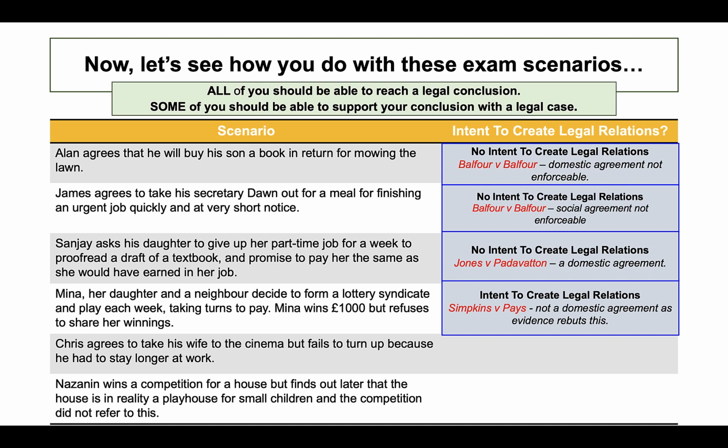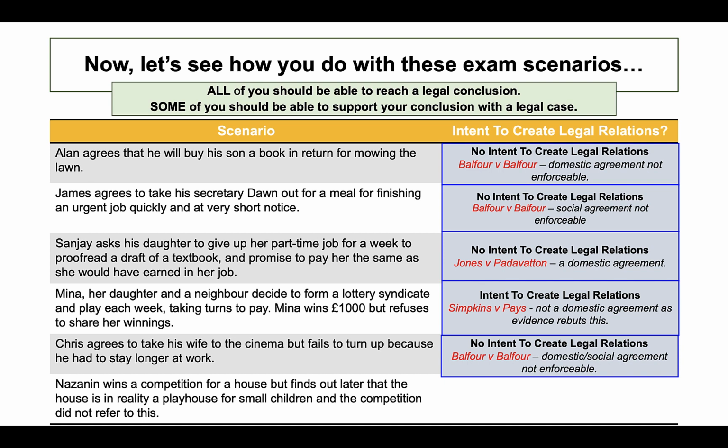Chris agrees to take his wife to the cinema, but fails to turn up because he had to stay longer at work. Unfortunately, sad to say for the wife at least, no intent to create legal relations. Again, it's a social domestic matter.